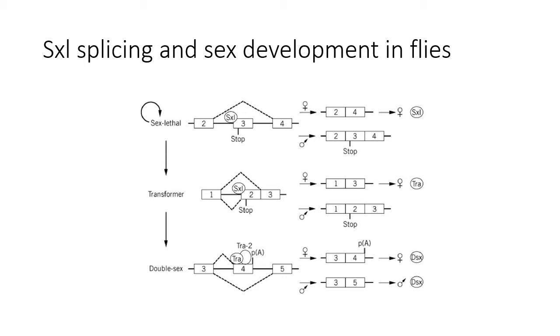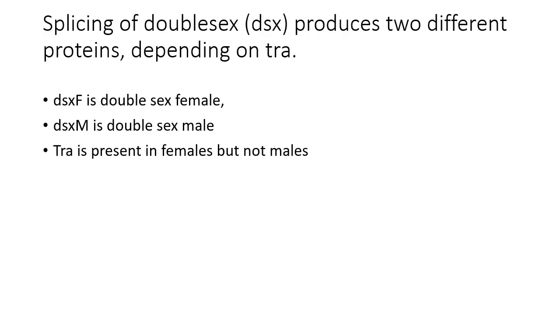So the ultimate effect of that is that females will include exons 3 and 4, and males will skip 4 and will include exons 3 and 5. So this produces 2 different forms of the double-sex protein ultimately, one double-sex female and the other double-sex male, and both of those are active in terms of guiding further sexual development in these flies. Okay, so DSXF is double-sex female, DSXM is double-sex male, and remember, TRA is present in females, but not males, and that's how we can produce the double-sex female form of this transcription factor.